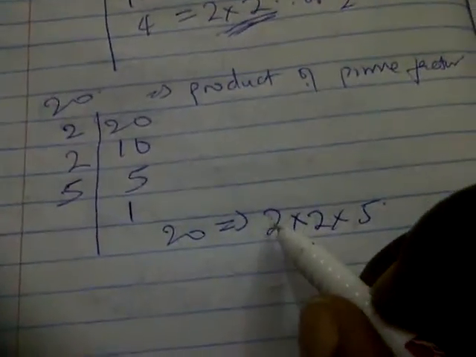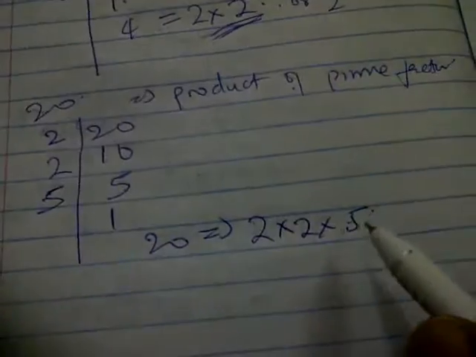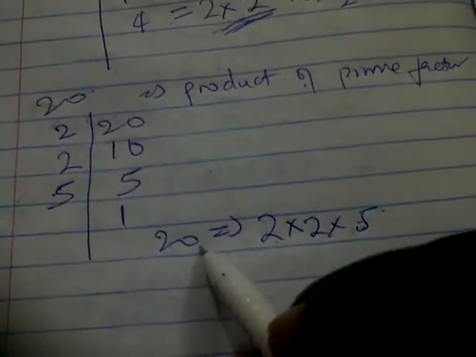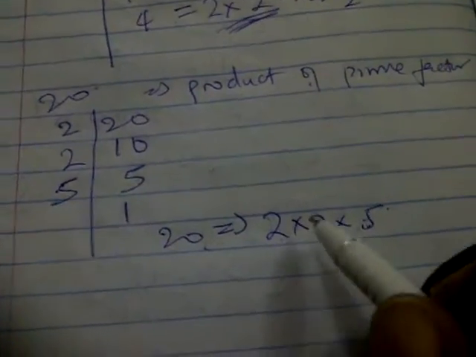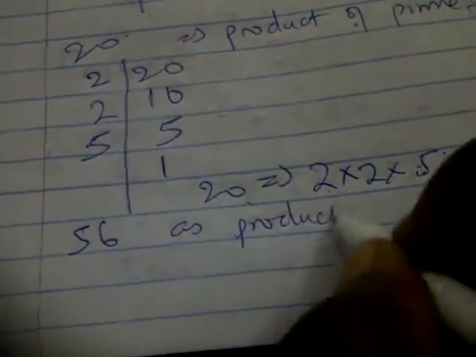You find out that all the factors that we're multiplying are all prime numbers. That's why we call them product of prime factors. Okay, all the factors are just factors of the number that are prime numbers. Now that takes us back to the question. We are asked to express 56 as a product of prime factors.